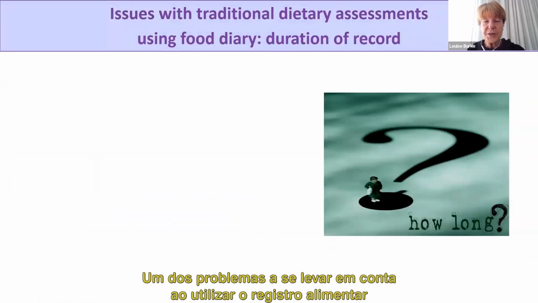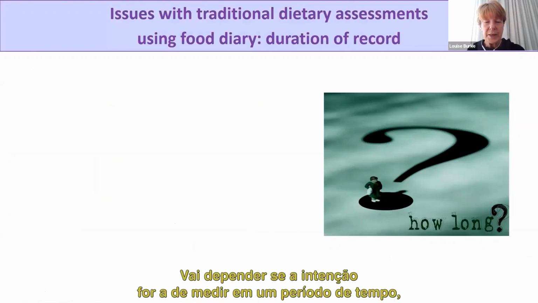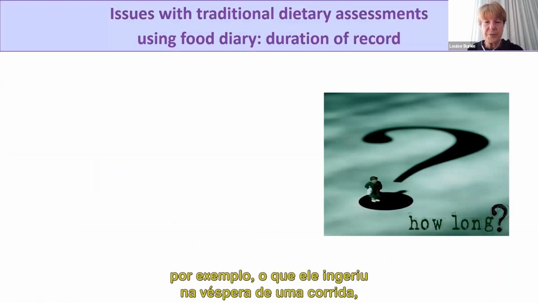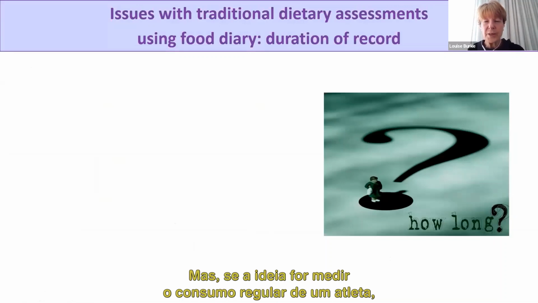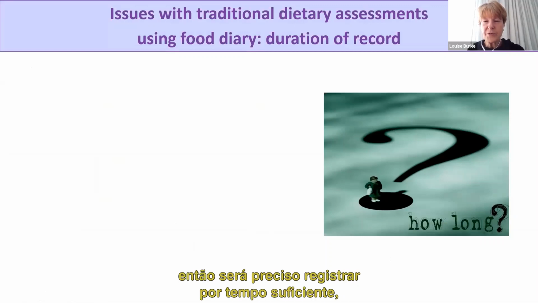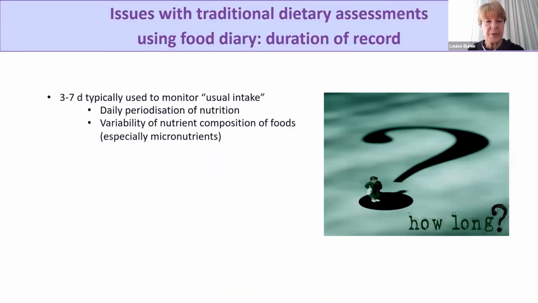Some of the issues that you might need to think about when you're using a food record is how long do you get the athlete to do it for? And it depends whether you're interested in just measuring a period of their time, for example, what they eat the day before a race or what they have in the period between the weigh-in and the competition in a weight division sport. But if you're interested in measuring an athlete's usual intake, then we have to record for long enough so that the food that they can describe really does represent their typical intake.